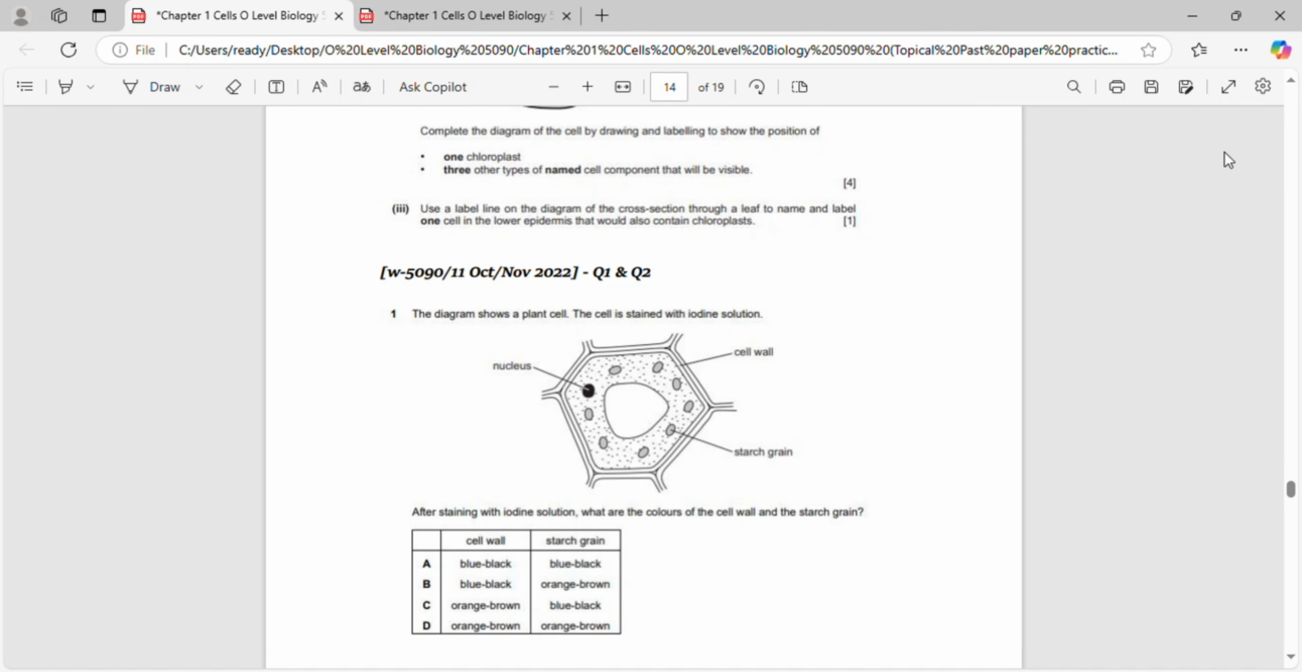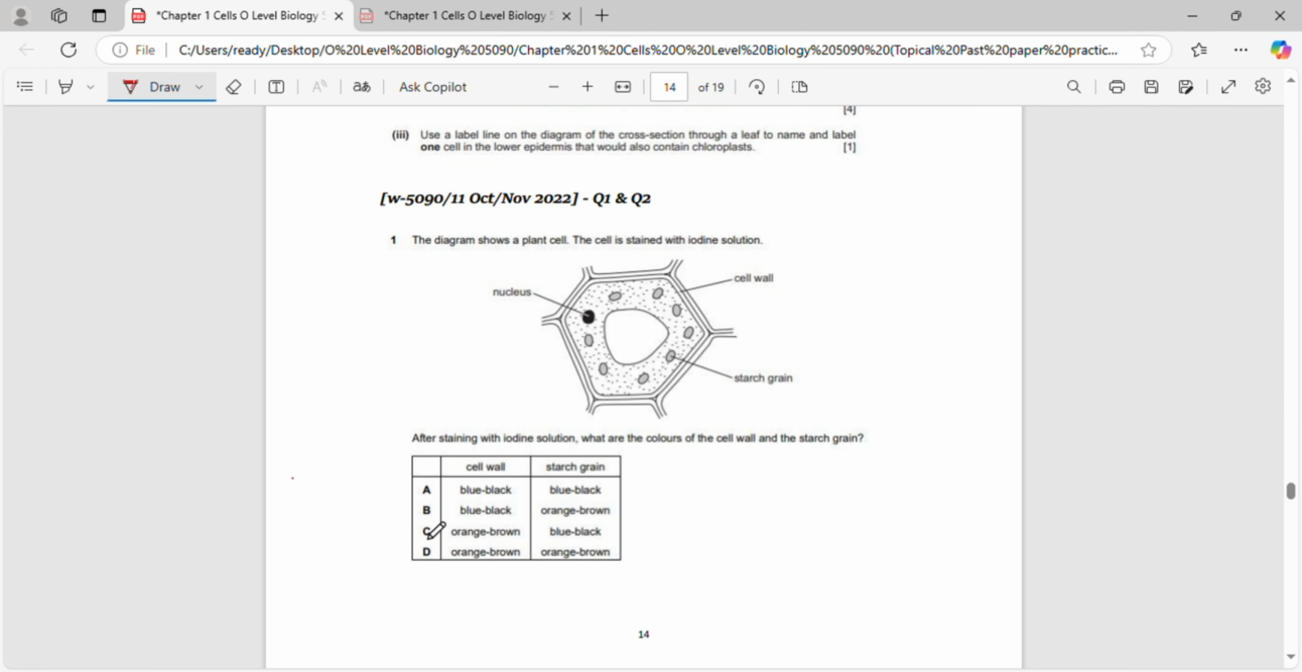The question asks about a cell treated with iodine solution, and we need to determine the colors of the cell wall and starch grains after they react with iodine. Iodine primarily stains starch in plant cells, turning it a blue-black color. However, iodine doesn't interact strongly with cellulose in the cell wall, so the wall remains orange-brown or light brown. When iodine is applied, the cell wall generally appears orange-brown or brownish. In contrast, starch grains turn blue-black when exposed to iodine, as iodine binds to the helical structure of starch molecules, producing this distinct coloration. Therefore, the correct answer is C, since the cell wall remains orange-brown and the starch grains turn blue-black after being stained with iodine solution.